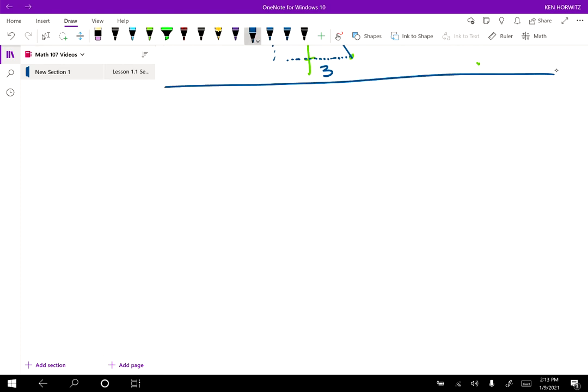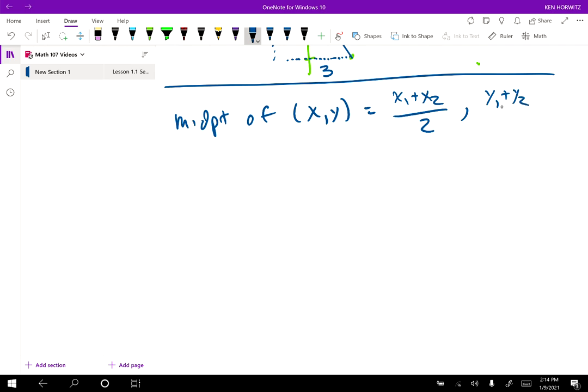Now, the formula for midpoint is a lot easier to remember. The midpoint of (x, y) equals, and this formula is written kind of like coordinates. My x coordinate is going to be x1 plus x2 divided by 2. My y coordinate is y1 plus y2 divided by 2. And that's going to find your midpoint. And like I said, I've always found this one easier to remember.